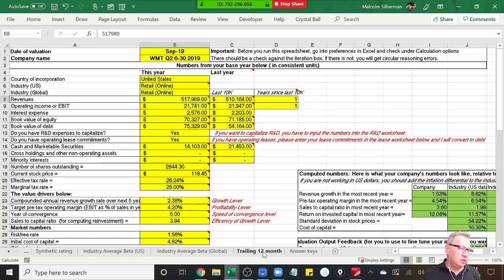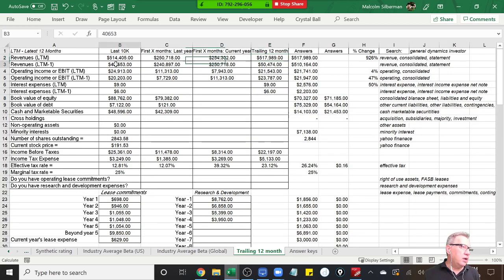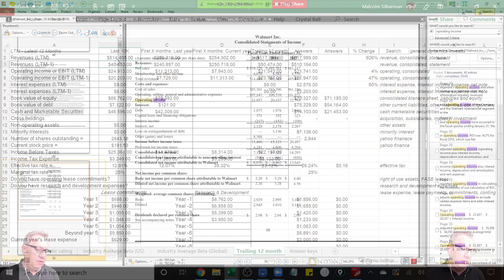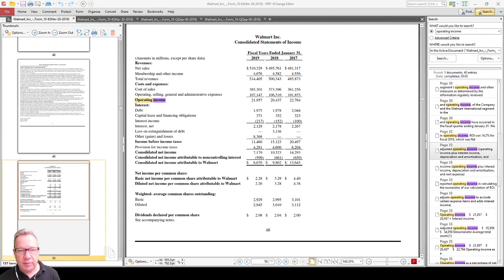Alrighty-o. So we come back to the trailing 12 months. Now we've got these two numbers, but we need the last 10K for 20. That would be the 10K issued in January 2018. The benefit is that this one over here actually has that number. For the fiscal year ending January 31st, 2018, there it is: 500,343. So we can simply take that number and plug it in.